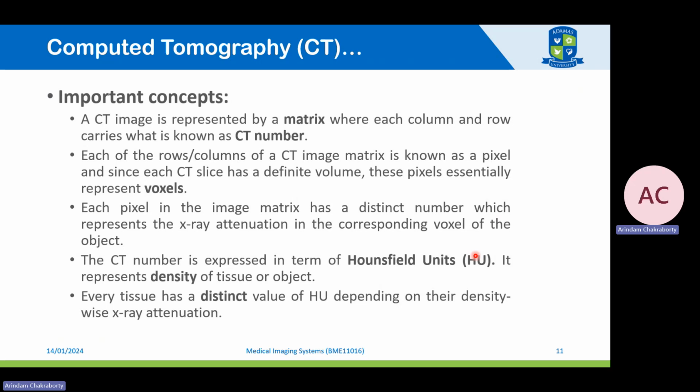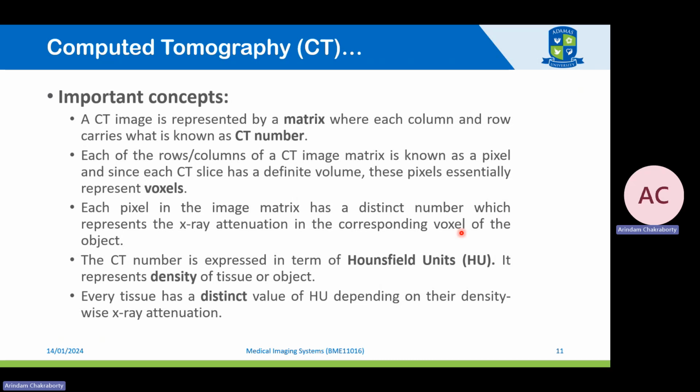Each pixel in the image matrix has a distinct number which represents the X-ray absorption or the X-ray attenuation coefficient in the corresponding voxel of that object. The CT number, or this X-ray attenuation coefficient, in each of the columns and rows of the matrix is expressed in terms of Hounsfield units. It essentially represents the density of the tissue.